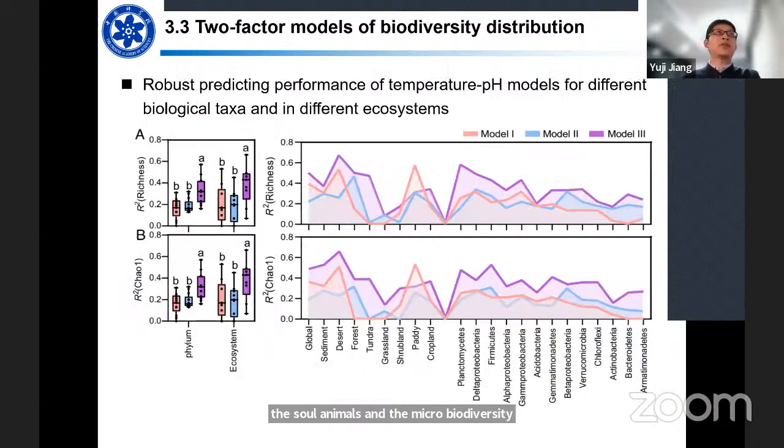We tested the two-factor model in different ecosystems and the different types of the organisms. Overall, the two-factor model is more advantageous in predicting the soil biodiversity distribution than the one-factor model.